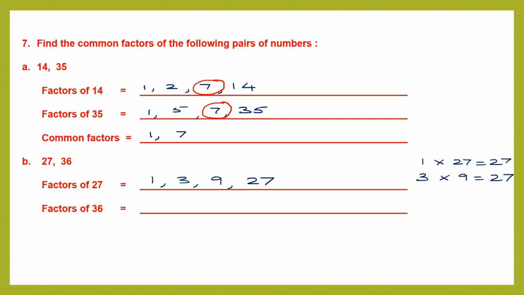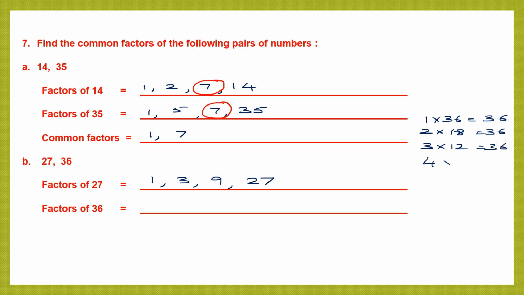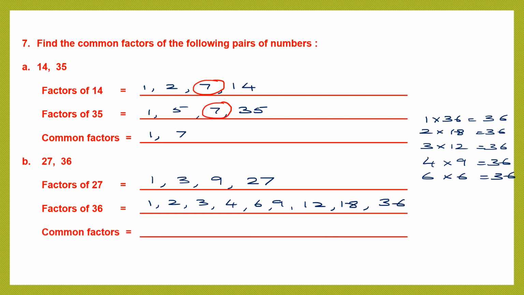The next number is 36. Let's write all the factors of 36. So 1 into 36 is 36. Now 2 into 18 is 36. 3 12s are 36. Then take 4 nines are 36. 5, no. 6 sixes are 36. So what are all the factors? 1, 2, 3, 4, 6, 9, 12, 18 and 36. Now here we have to find the common factors. So as you can see, 1 is common, 3 is also common, and we also have 9 that is common. That's it. So our answer here is 1, 3 and 9. These are the common factors.